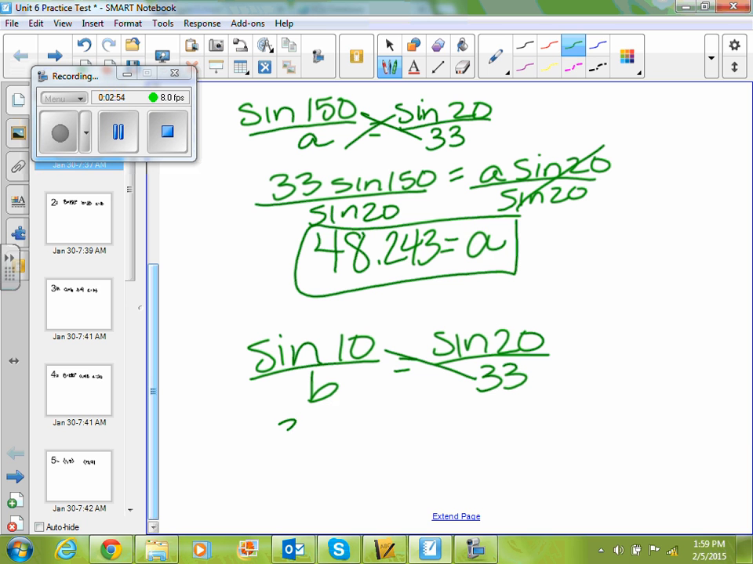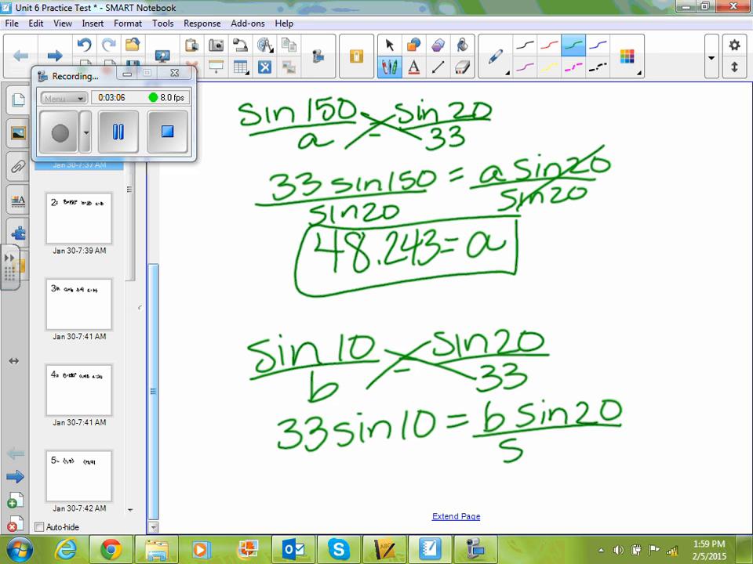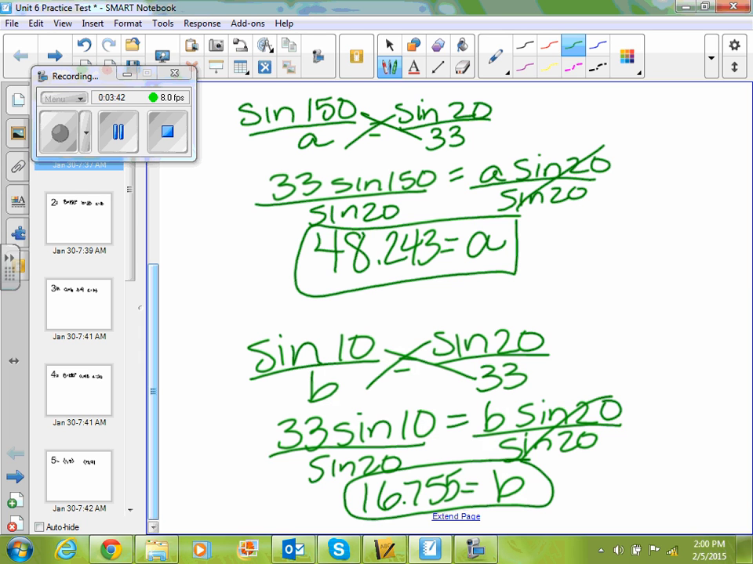When you cross multiply, you get 33 sine of 10 equals b sine of 20. Divide by sine 20. So what does b equal? Yeah, use C for it, because that's what you know. You know angle C and you know side C. You could use A for it, if you wanted to. Yep, 16.755. Alright, so any questions on number 1A?